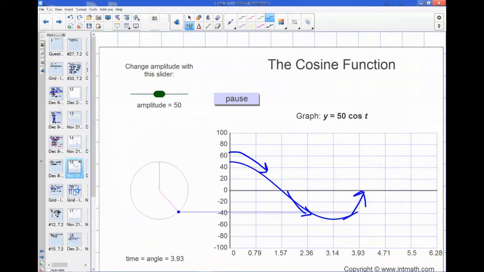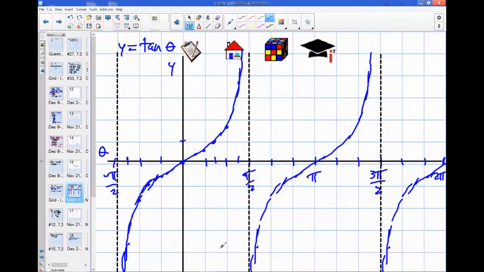And then let me show you a little bit about the tangent. Okay, I've already got it graphed, so you'll have to excuse me. But if you have your charts handy, let's start right here at 0 degrees. At 0 degrees, the tangent is 0. So the height of the curve at 0 degrees is 0.